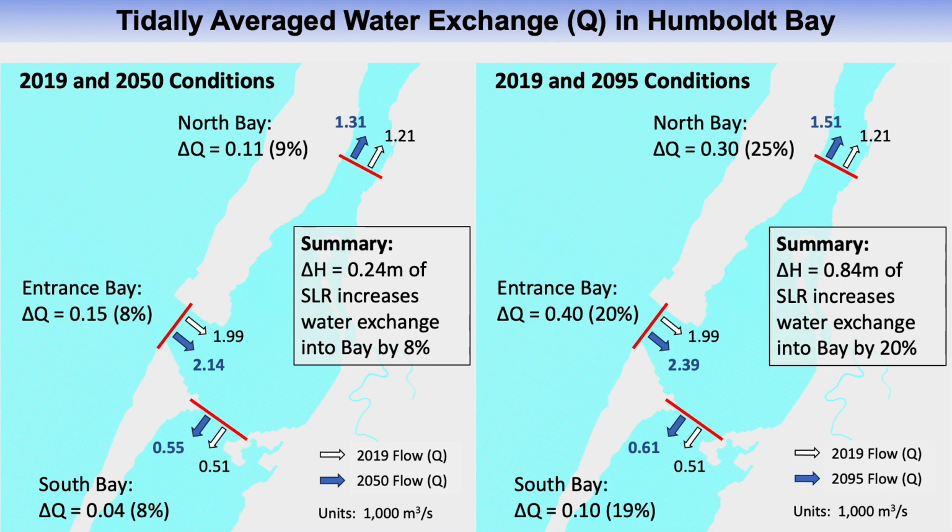The takeaway here is that with about 0.8 meters of sea level rise, we expect to see about 20% more water coming into Humboldt Bay from the ocean, right? And that translates to about 19% more water going into South Bay and about 25% more water going into North Bay.